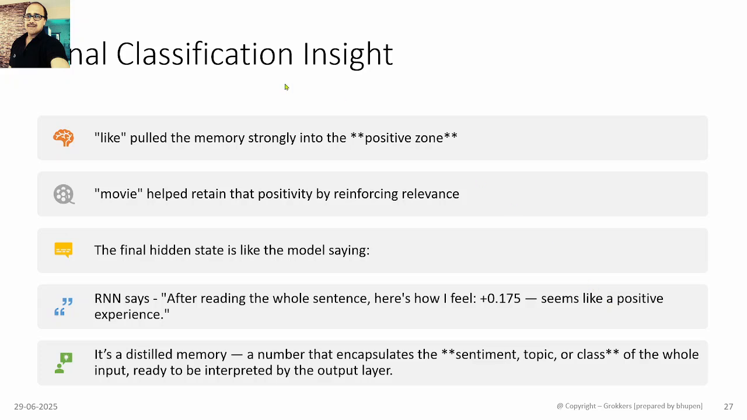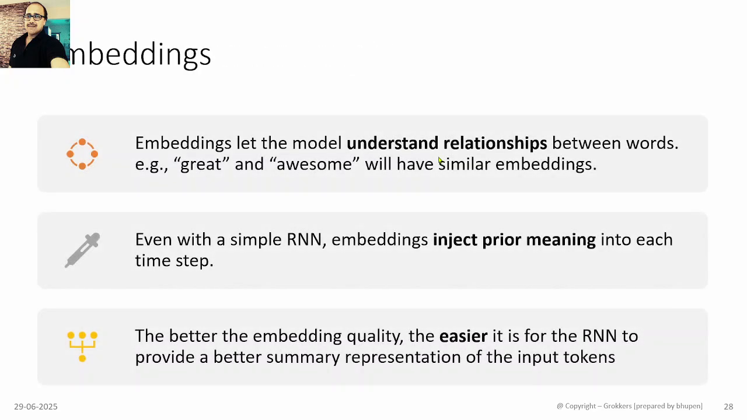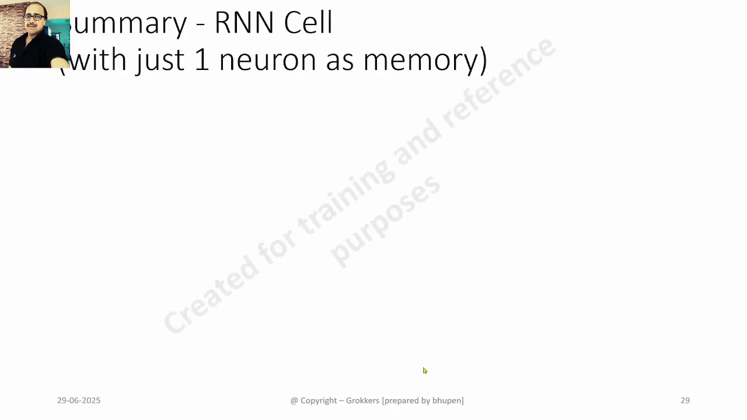So the overall idea of RNN doing a sequential processing is to capture the essence of the tokens in a serial manner and produce the summarized representation for the sentence. And that can be fed to the downstream classifier, and it does a much better job than a traditional neural network. So embeddings play a significant role in recurrent neural network. Better the embeddings, it is much easier for the RNN to produce a high quality summarized representation.